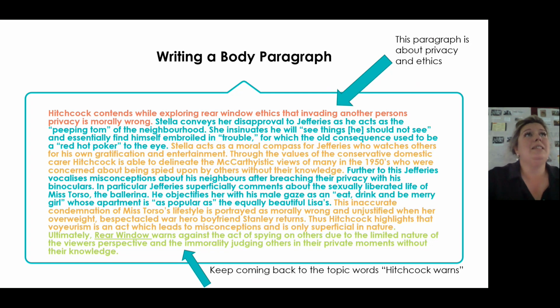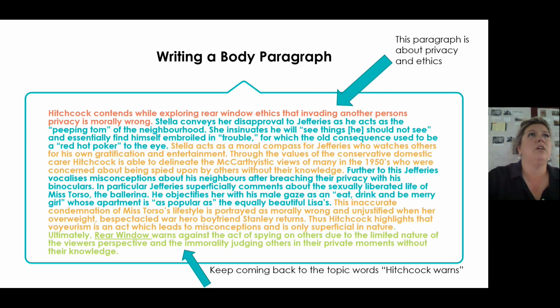So again, this is a specific example. I don't just say, yeah, Jeffries watches his neighbours. Which neighbour? When? And then I have to explain it. "This inaccurate condemnation of Miss Torso's lifestyle is portrayed as morally wrong and unjustified when her overweight, bespectacled war hero boyfriend Stanley returns. Thus, Hitchcock highlights that voyeurism is an act which leads to misconceptions and is only superficial in nature." Then I need to say something to end the paragraph.